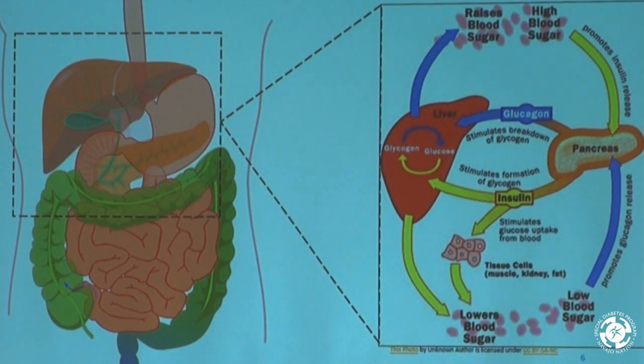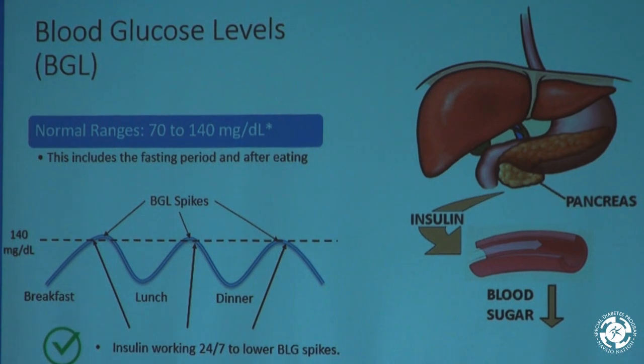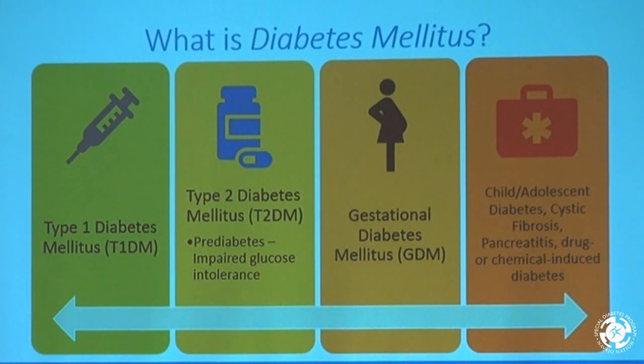So you can kind of see the whole process and how it functions inside our body, and this is from the food that we consume. Insulin, the pancreas, blood sugar. So it's a really good diagram, and sometimes in order to understand what diabetes is, it's really good to see what the diagram looks like. We can see type 1. There's also type 2, which includes prediabetes, impaired glucose tolerance, and then gestational diabetes, that happens during pregnancy. And then the child-adolescent diabetes.